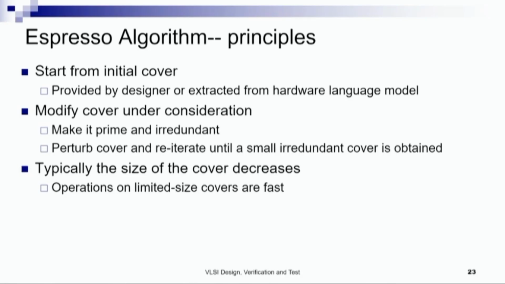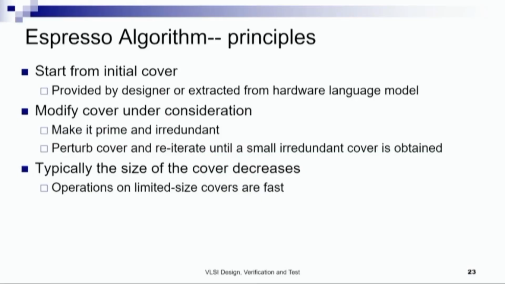So basically what do we do? We make it prime. By expanding, we make it prime and irredundant. That means we find all the prime implicants and then we discard all the redundant prime implicants. We find a cover over primes which is not redundant, meaning that if we remove another prime implicant, it will uncover some of the ones not being covered by any other prime implicant, right? So this is an irredundant cover.